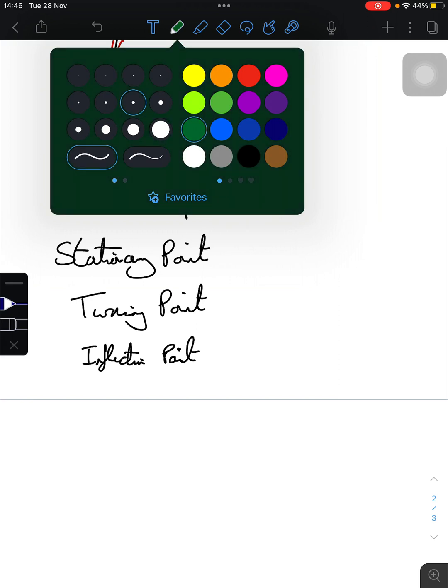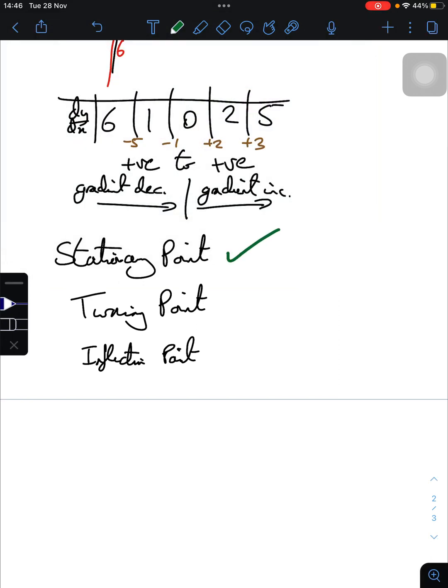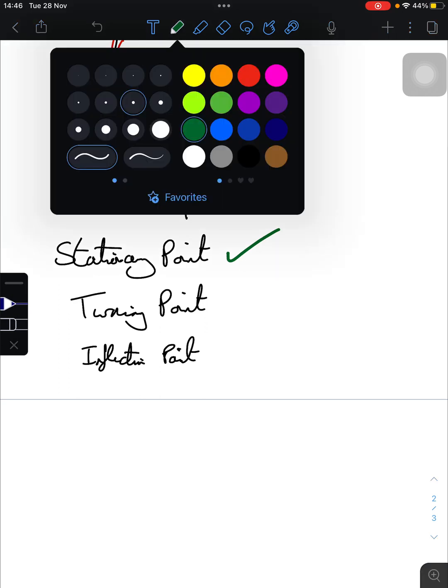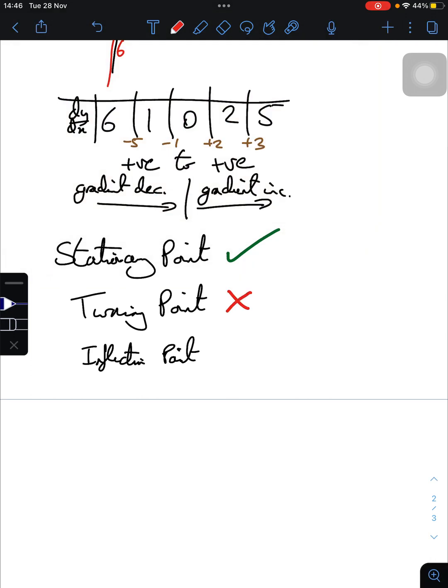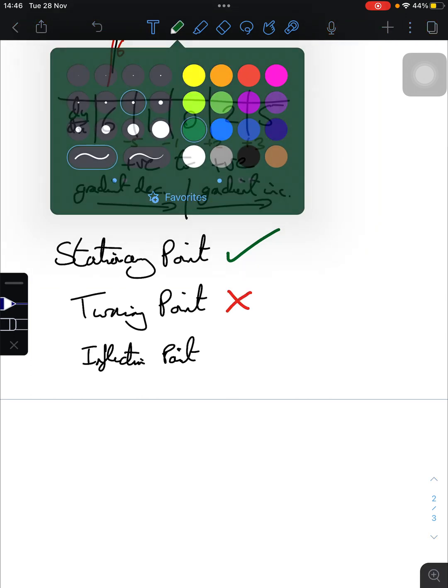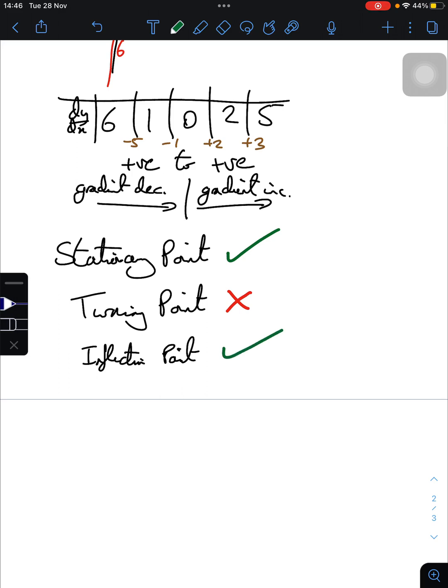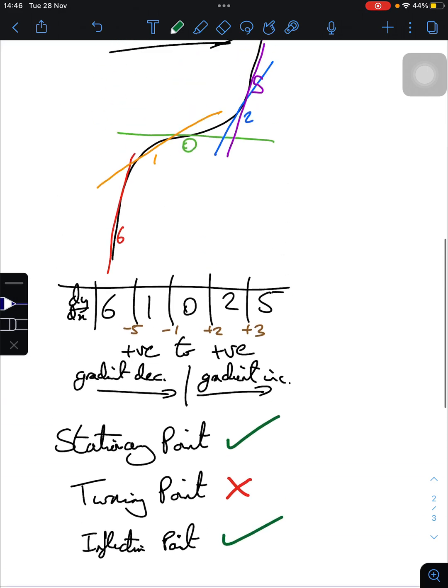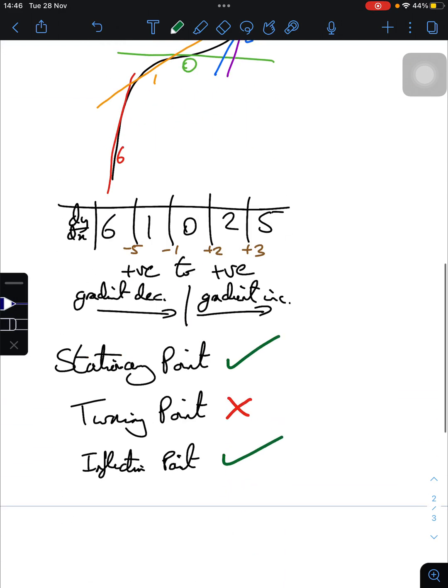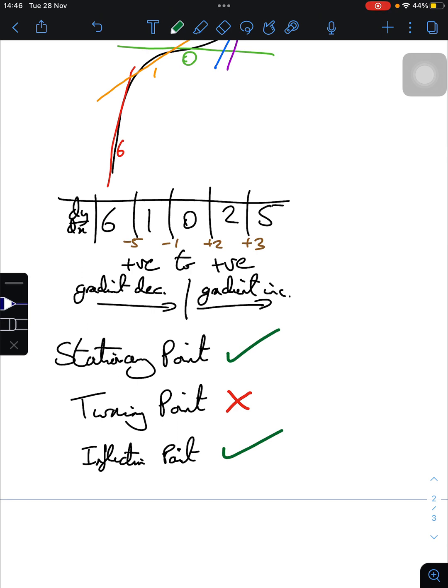But in this case here, as I was saying, stationary point, yes, we got that point there. Turning point, no, because it's going from positive to positive. So no turning point. So we can cross that one. And then the last one that we do have is an inflection point. Because in this case here, we are inflecting. So it's got both of those, but not the other one.